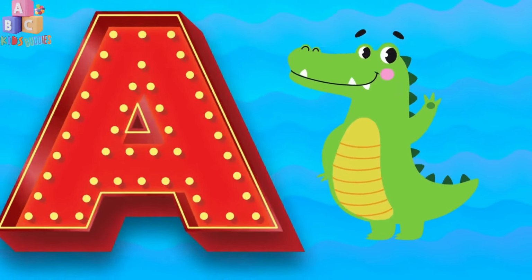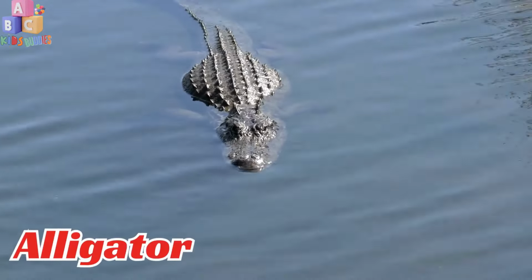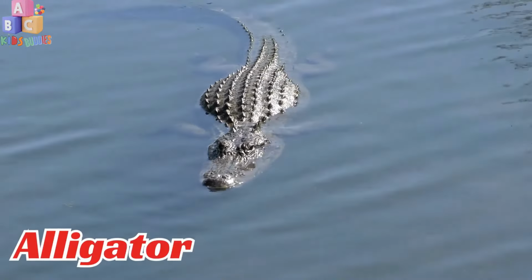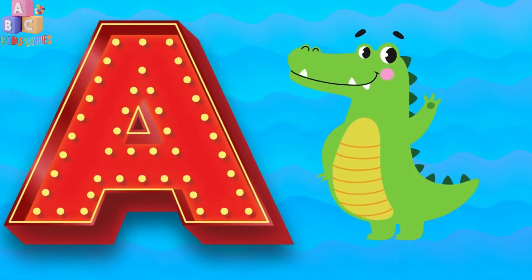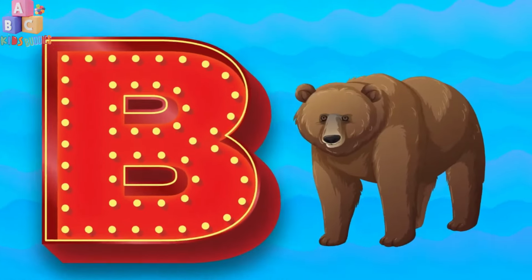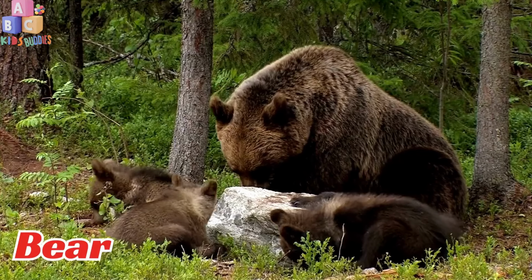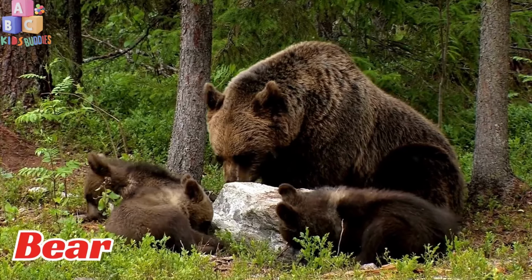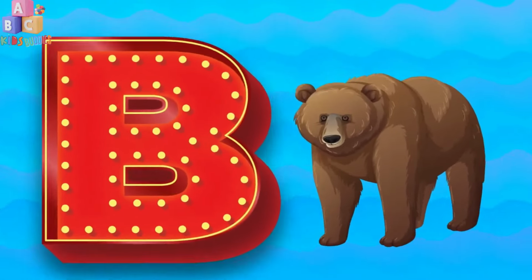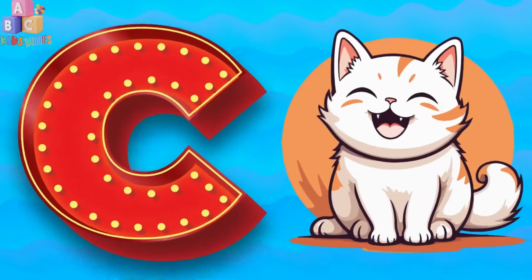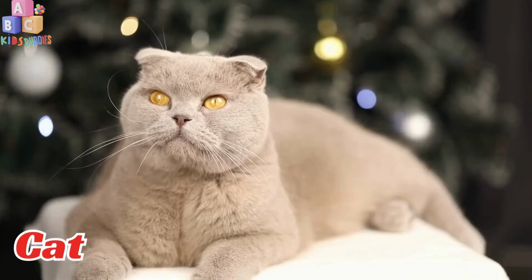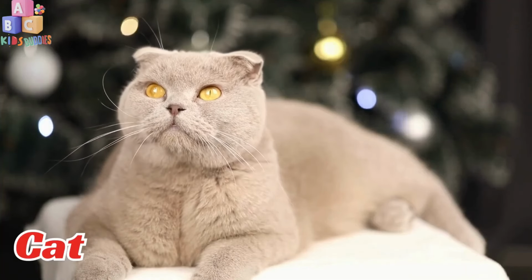A is for alligator, ah, ah, alligator. A, alligator. B is for bear, b, b, bear. B, bear. C is for cat, c, c, cat.